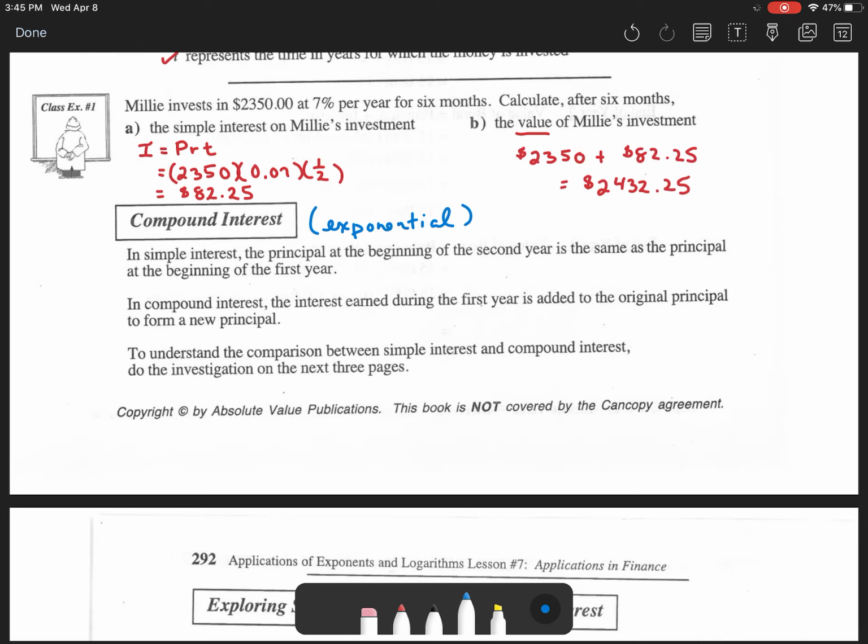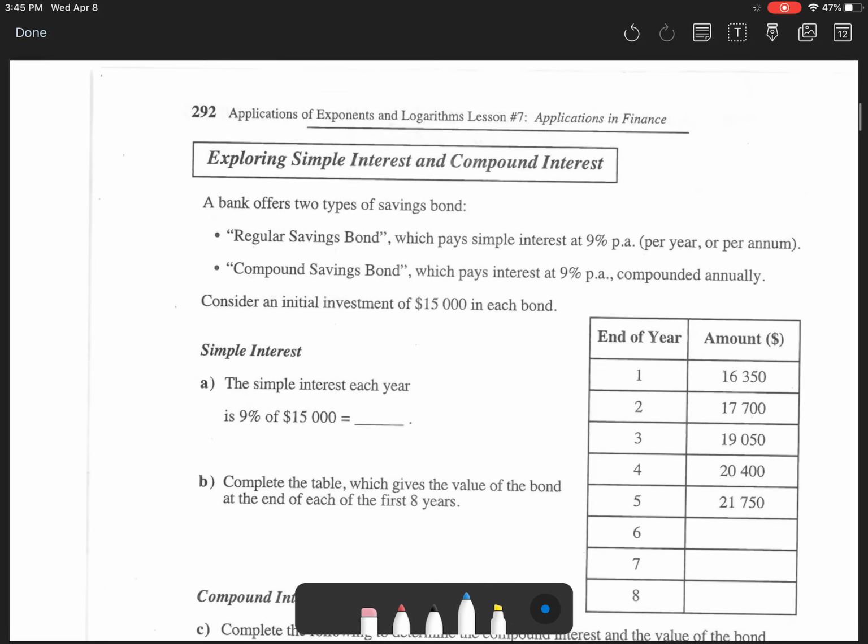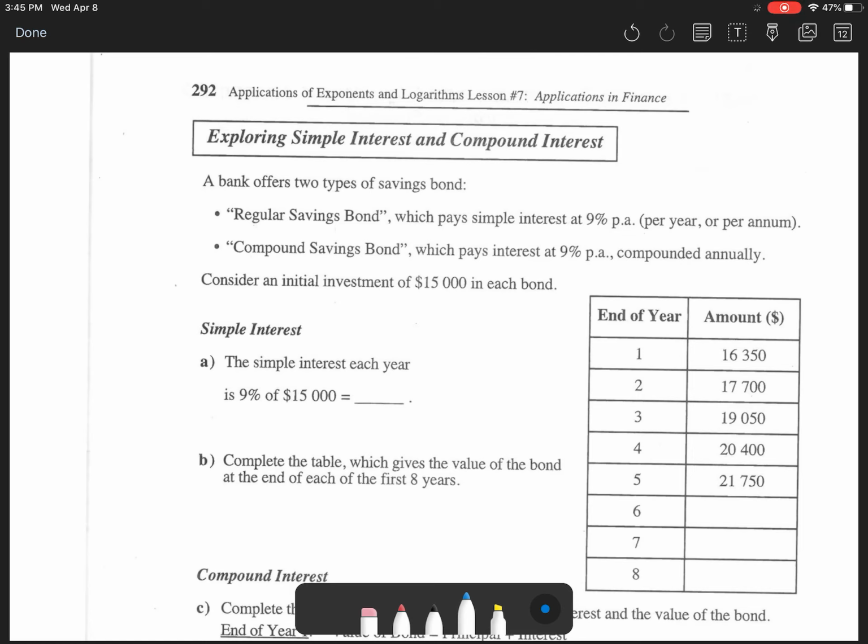In simple interest, the principal at the beginning of the second year is the same as the principal at the beginning of the first year. Okay. In compound interest, which is what we are going to talk about now, the interest earned during the first year is added to the original principal to form a new principal. So every year you have a new starting amount. To understand the comparison between simple and compound interest, we're going to take a look at the comparison in the next 3 pages, okay? So exploring simple interest and compound interest.